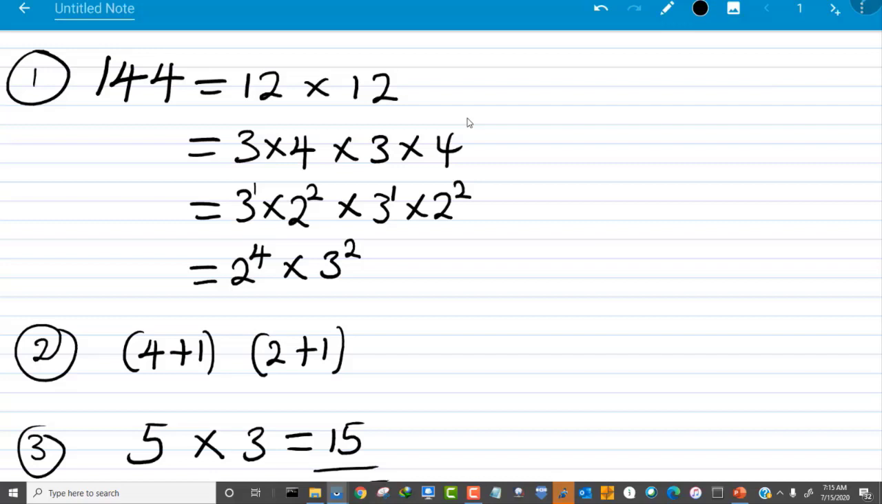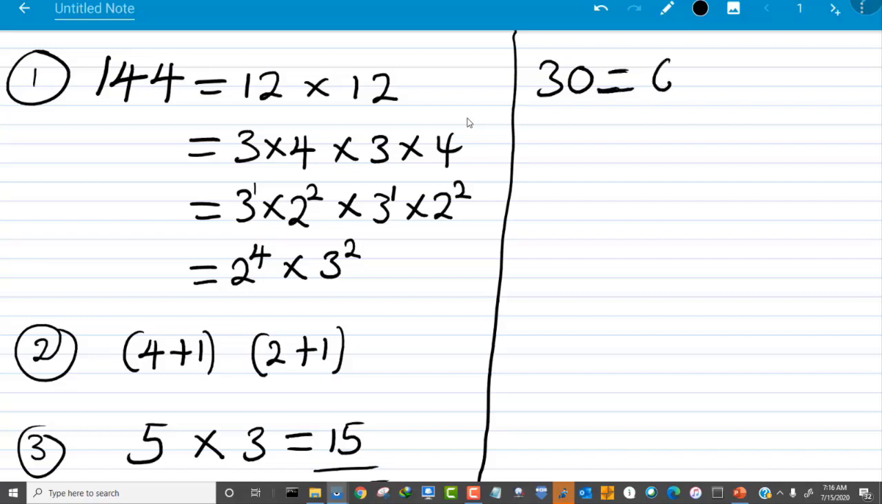Okay, so we could pick another simple number. Alright, let's say a number we are familiar with, maybe 30, and let's see how many factors 30 has. Now first, express in prime factorization. So we can do 6 times 5. 6 is 2 times 3, times 5. So all the numbers are already prime numbers. So that's the prime factorization of 30.